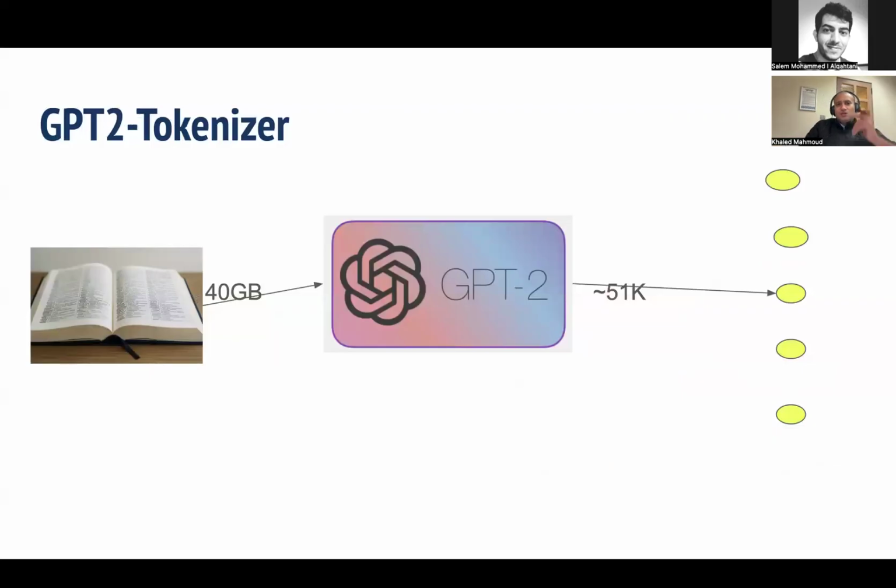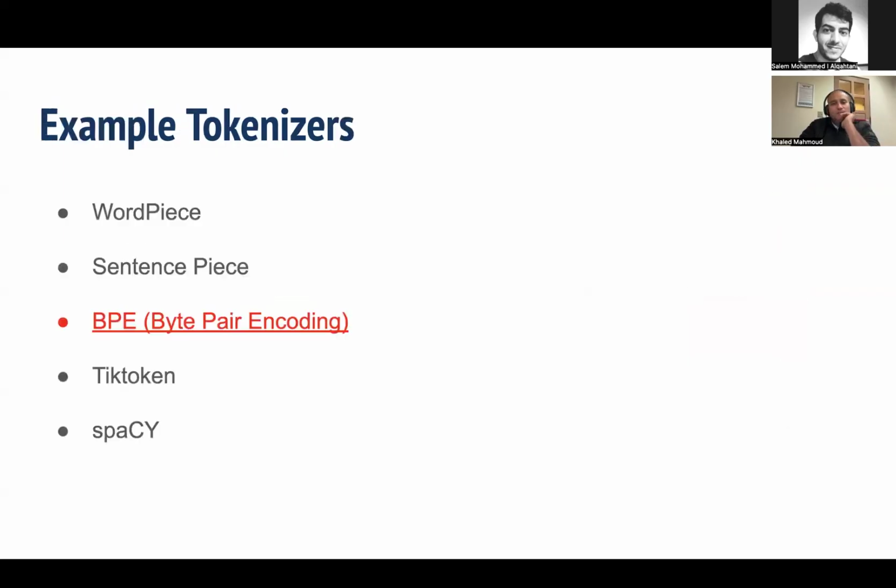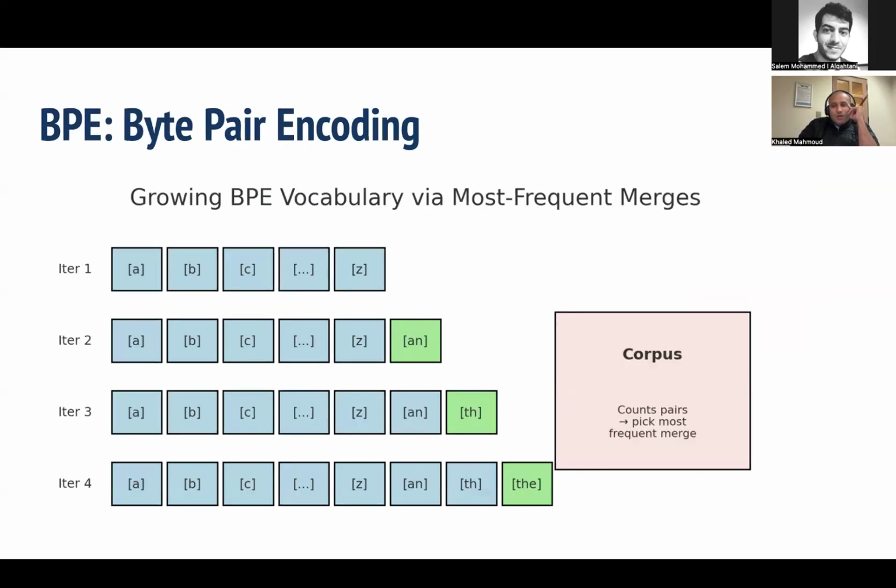For example, the GPT-2 tokenizer receives, according to their documentation, 40 gigabytes of text and the target is 51,000 tokens, and it produces 50,000 tokens. There are actually multiple tokenizers, for example WordPiece, SentencePiece, and the one we will be covering today is byte pair encoding. So let's see how byte pair encoding works.